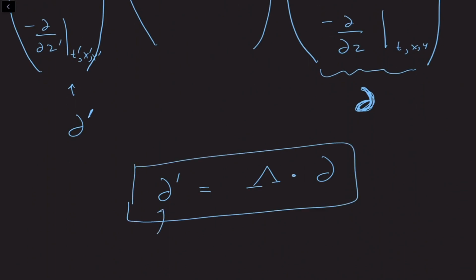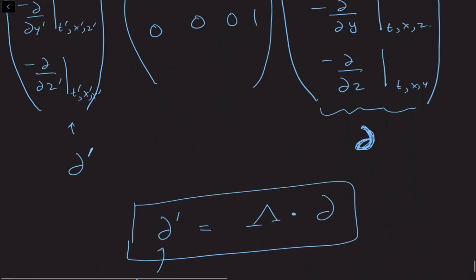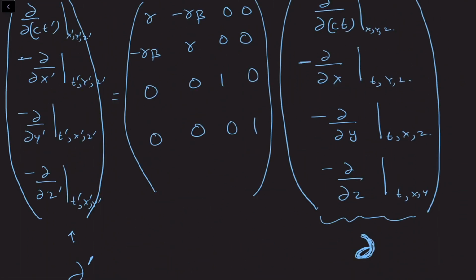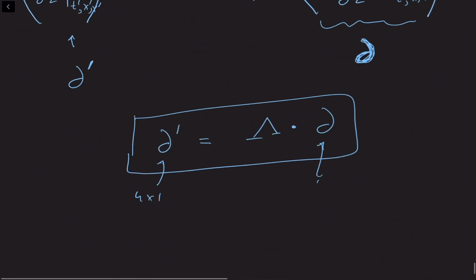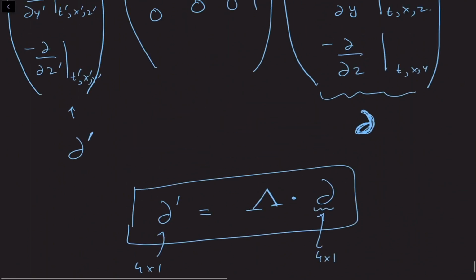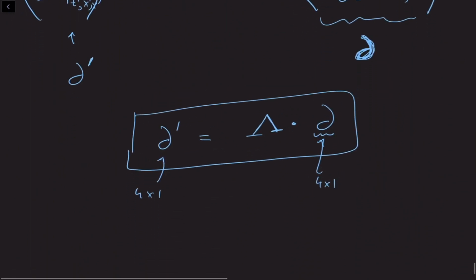Okay, so again this is a 4 cross 1 vector, but in this case it's not a 4 cross 1 vector of numbers, but rather it's a 4 cross 1 vector of operations, that is partial derivatives. But again, the transformation rule for these operations is exactly the same as the transformation rule for space-time coordinates and for the velocity 4 vector that we found. Okay, they're related through this transformation matrix lambda.